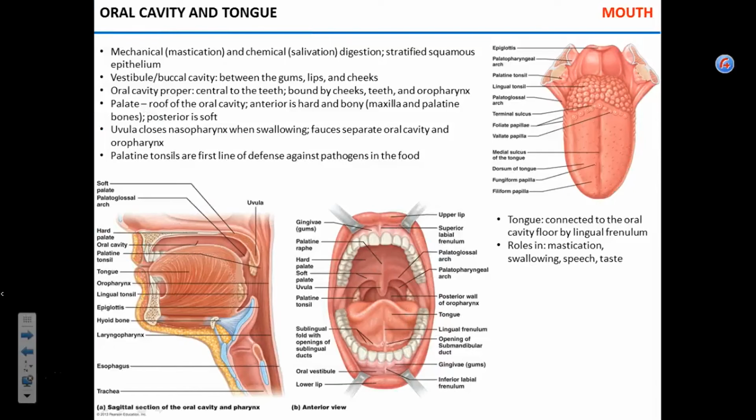So, first organ, mouth. Oral cavity. This kind of produces a lot of confusion, what we should call oral cavity proper and buccal cavity. So if you think about it, you can use your tongue to investigate the mouth.